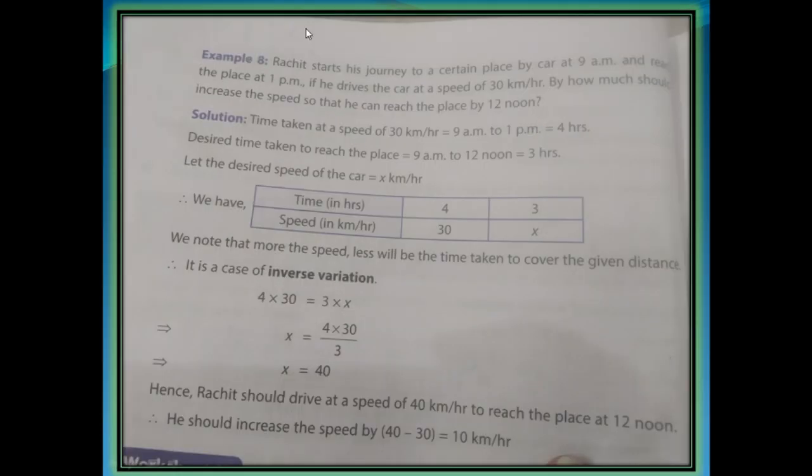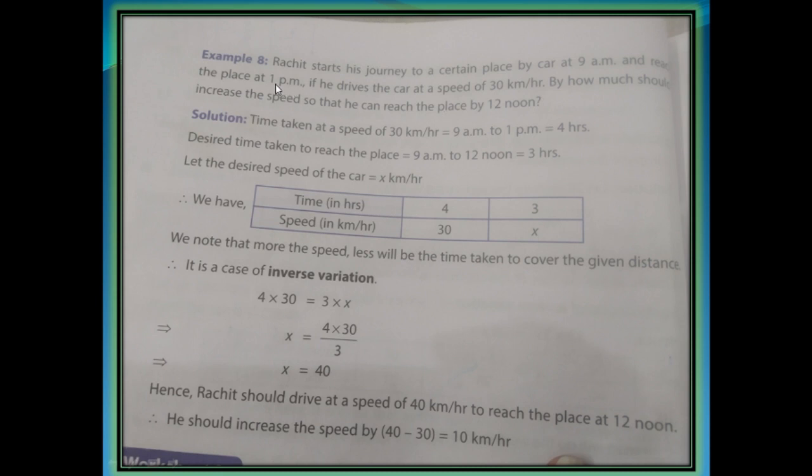Next question. Sanchit starts his journey to a certain place by car at 9 a.m. and reaches the place at 1 p.m. If he drives the car at the speed of 30 km per hour, by how much should he increase the speed so that he can reach the place by 12 noon?